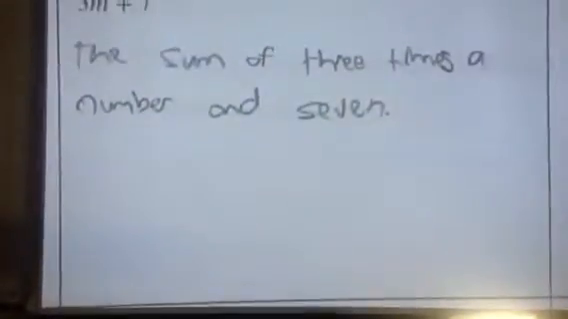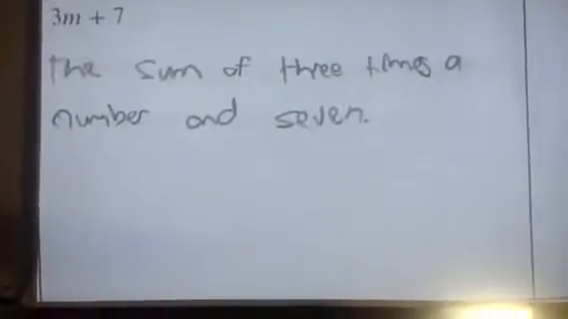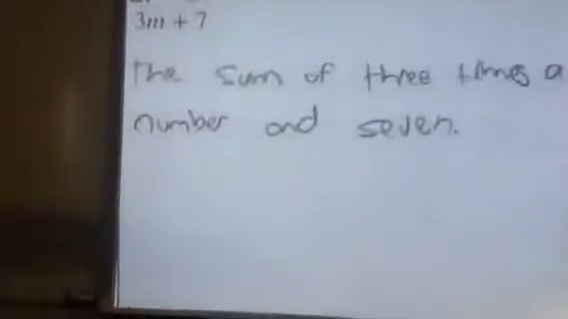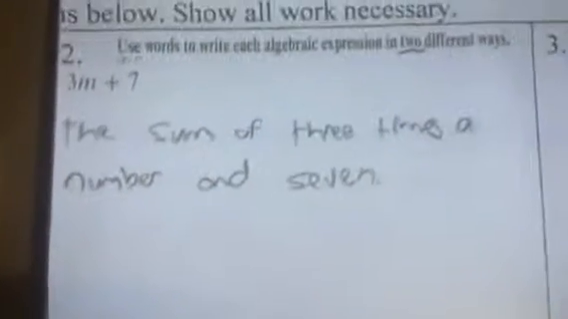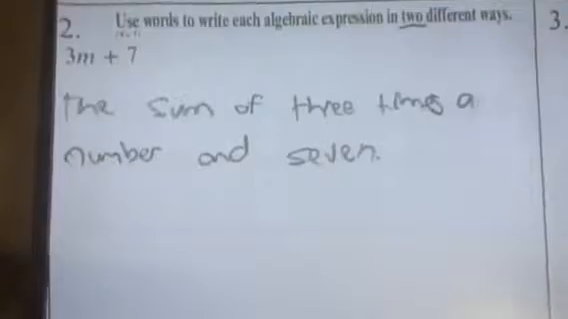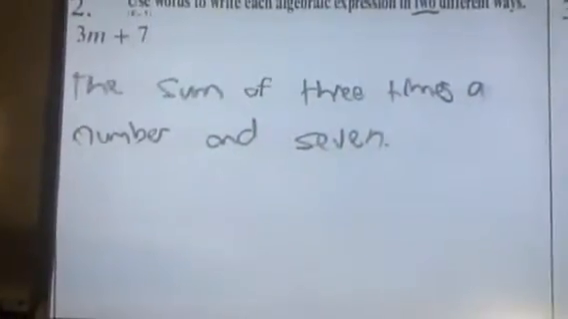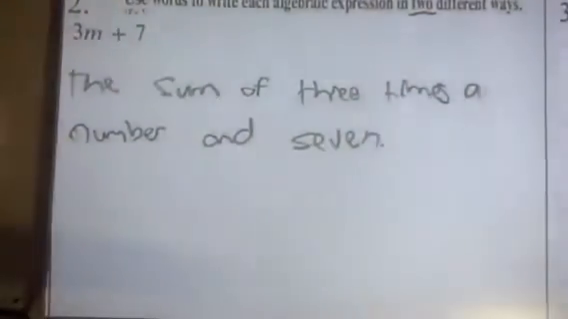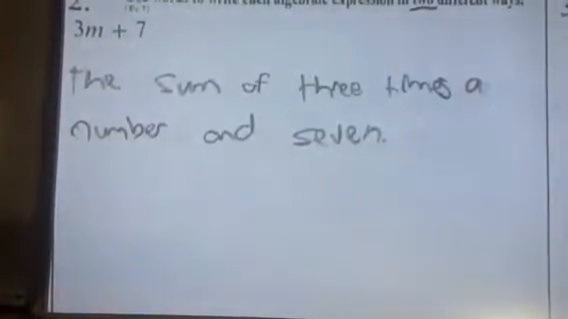It says to use it in 2 ways. On that test, it's going to ask you for 2 ways. If you only write 1, I am not counting it right. You need to write 2 different ways of simplifying that, or writing that expression. So the sum of 3 times a number and 7, that's one.